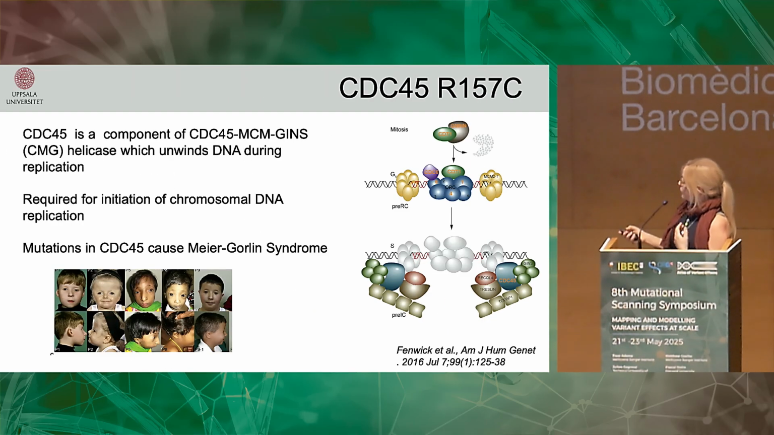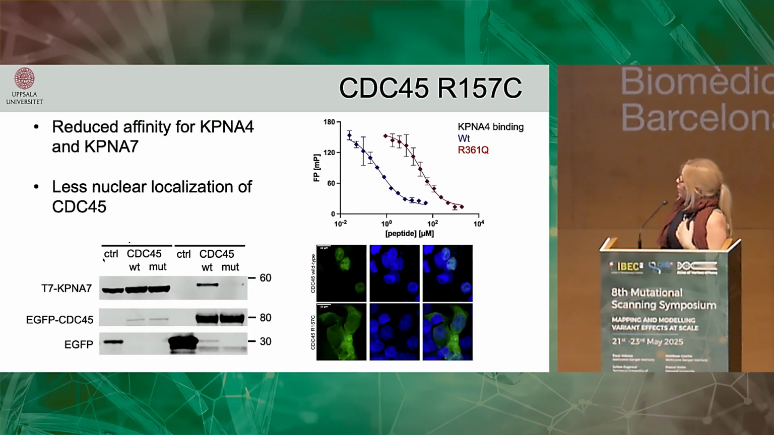So just to go deeper into one of them, we have this mutation of CDC45, which is required for initiation of the chromosomal DNA replication. And we know that this R157C mutation is coming from this patient here. So these patients are getting specific phenotypes, if you want.